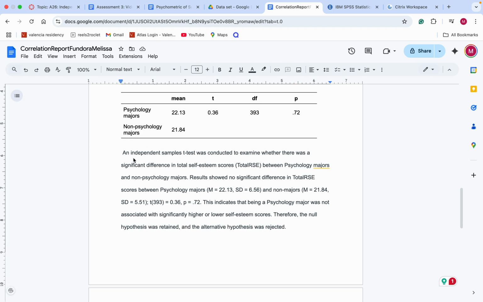And then here, to state what we did: an independent samples t-test was conducted to examine whether there was a significant difference in total self-esteem scores, total RSE, between psychology majors and non-psychology majors. Results showed no significant difference in the total RSE scores between psychology majors and non-majors. The psychology majors' mean equals 22.13, the standard deviation equals 6.56, and the non-majors' mean was 21.84, and their standard deviation was 5.51. Here is our p-value, our degrees of freedom, and this indicates that being a psychology major was not associated with significantly higher or lower self-esteem scores. Therefore, the null hypothesis was retained and the alternative hypothesis was rejected.